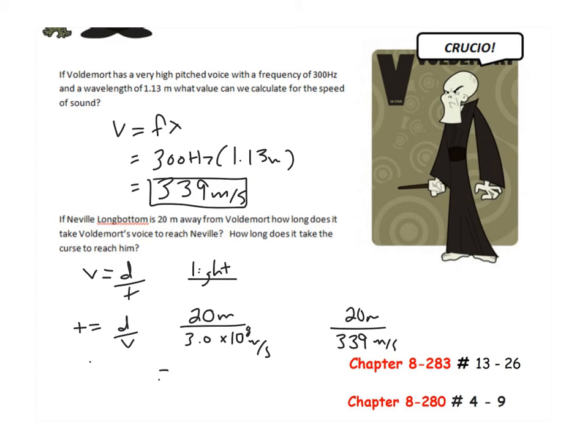So the light is going to reach him in a time of 0.0000001234567 seconds, whereas the sound will reach him in 0.059 seconds. So light travels a lot faster than sound.